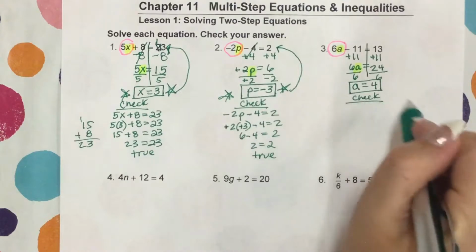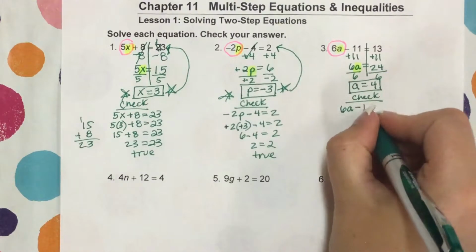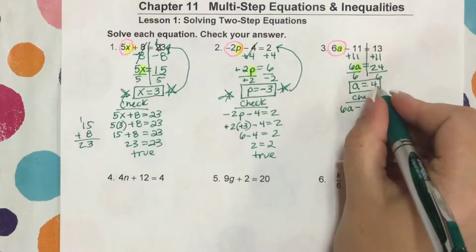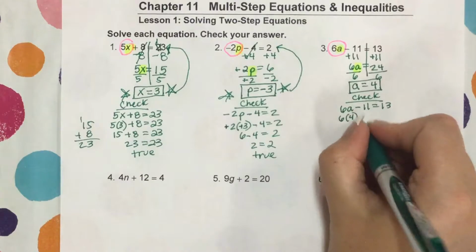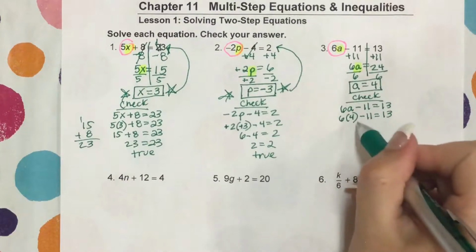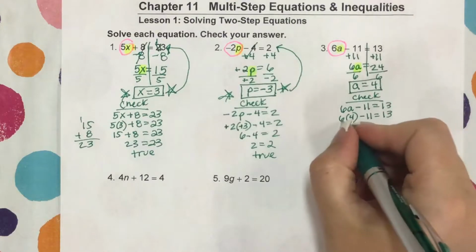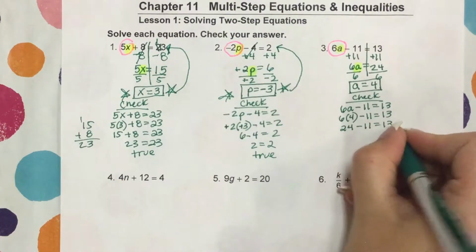Okay, so I'm writing the word check. I'm going to write my original equation. 6a minus 11 equals 13, and we're going to substitute 4 in for a. So 6 times 4 minus 11 equals 13. Order of operations, we have multiplication and subtraction. 6 times 4 would be 24 minus 11.